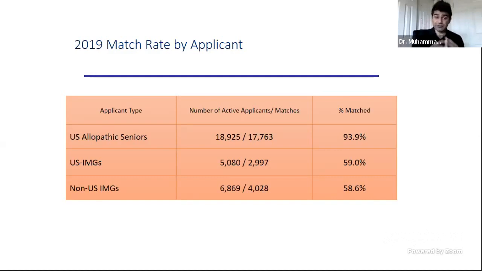Non-US IMGs are people who applied globally without having any visa status in the United States. About 6,800 people applied and 4,000 people matched. It's still almost 60%. So my friend, it's a pretty big number, 60%. You think it's less? Maybe in the past that number was much higher. People used to get matched at 80%, 90%.